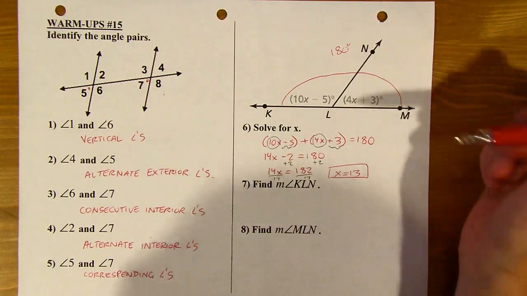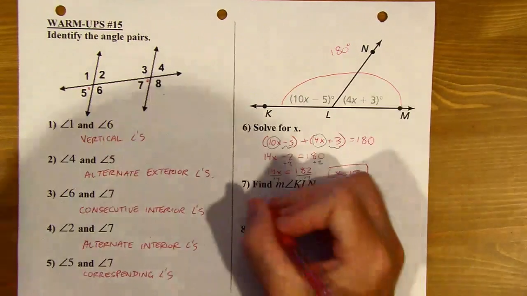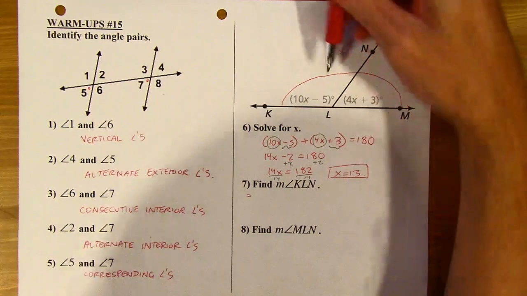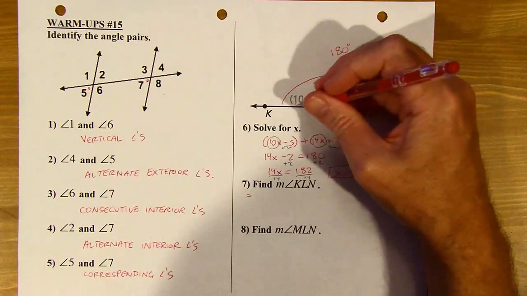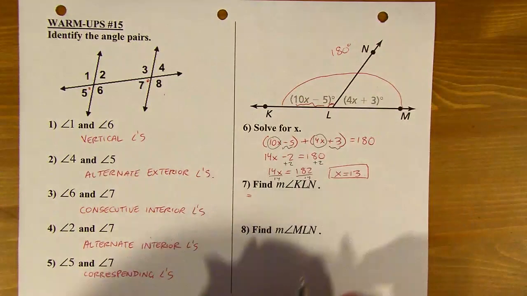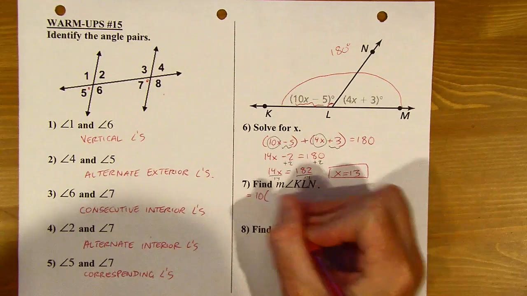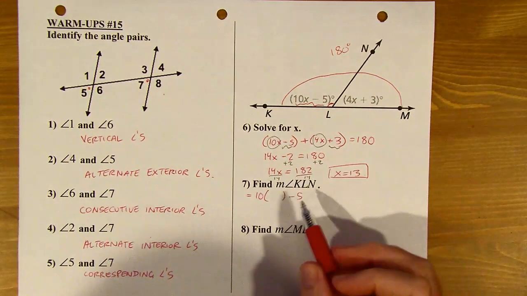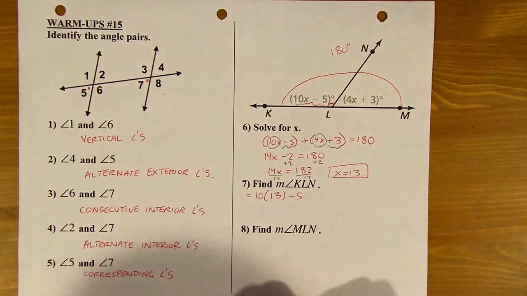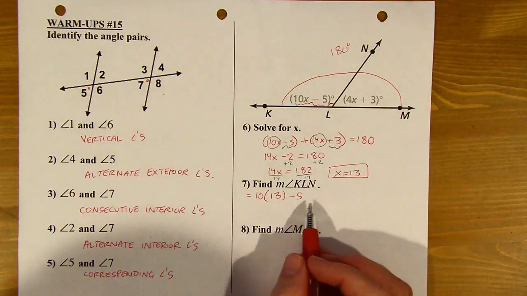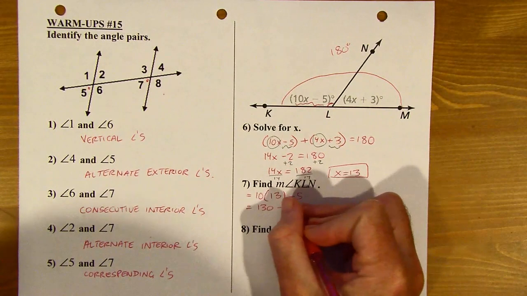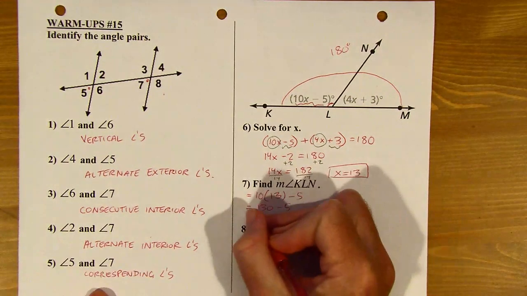Okay, and so now that I know x, I can find the measure of both of these angles just by substituting the x in. So the measure of KLN, let's see, KLN, that's this angle, right? This one here. So it's the 10x minus 5. So 10 times something minus 5. I already figured out what x is, so that something is 13. Okay, so then following PEMDAS, I'm going to multiply before I subtract. So I've got 130 minus 5, and that's going to be 125.